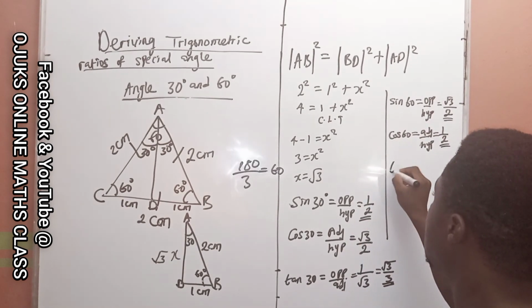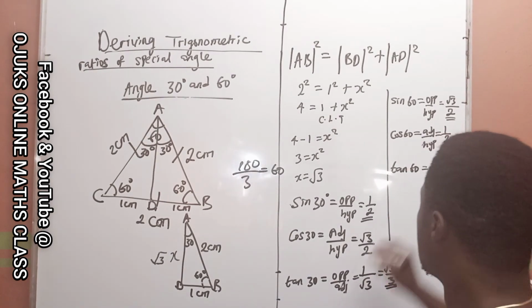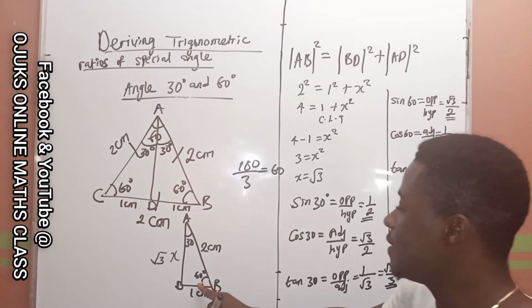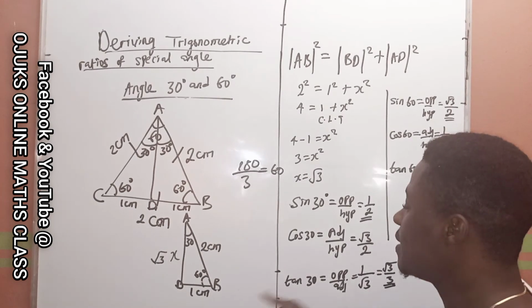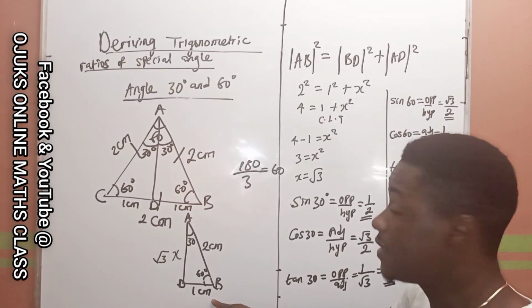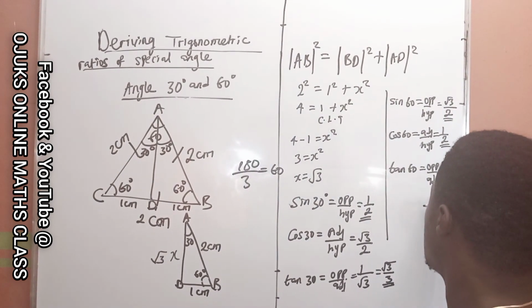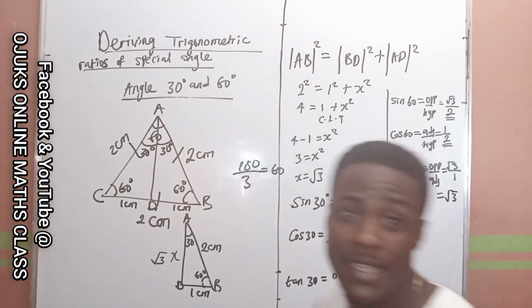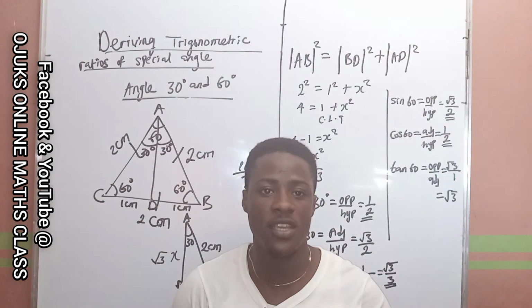Okay, then finally we'll have our tan 60. Tan 60 is opposite over adjacent. So what is the opposite of 60? It is root 3, over, what is the adjacent of 60? It is 1. So we have that tan 60 is equal to root 3 over 1, which is automatically equal to root 3. So you can see deriving the three ratios of special angles is as easy as ABC once you know the tricks involved.